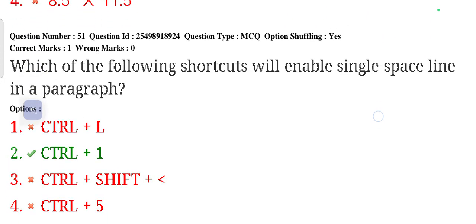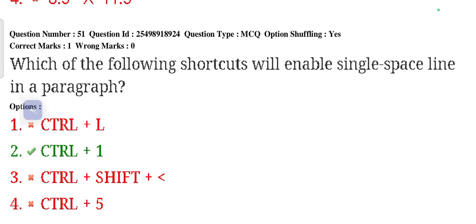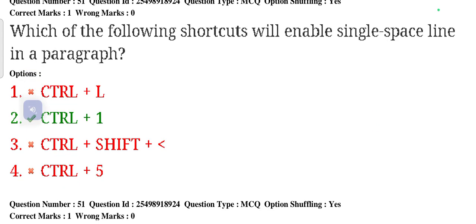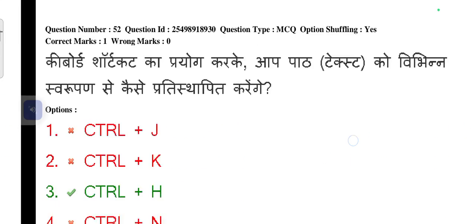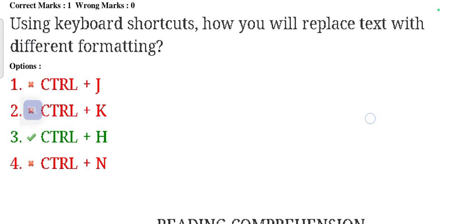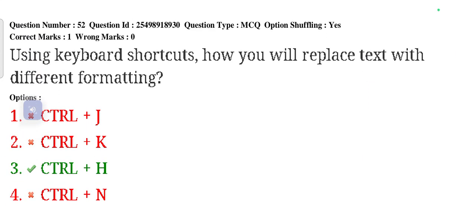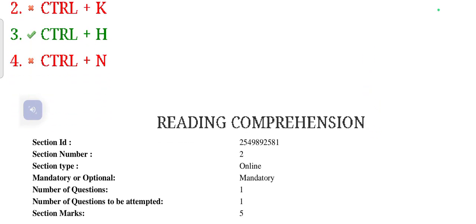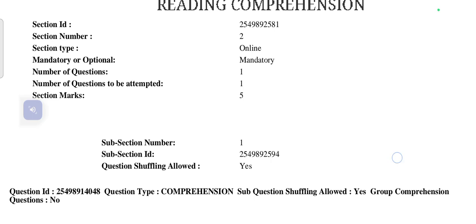Which of the following shortcuts will enable single space line in a paragraph? Control plus 1. Using keyboard shortcuts, how will you replace text with different formatting? Control plus H.